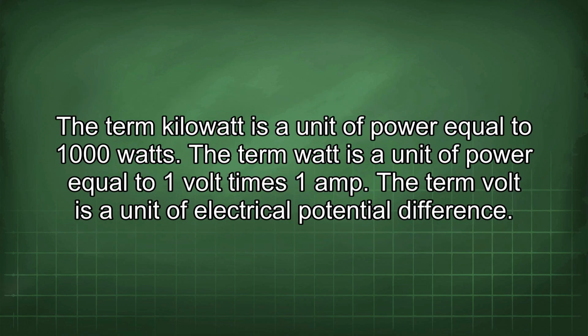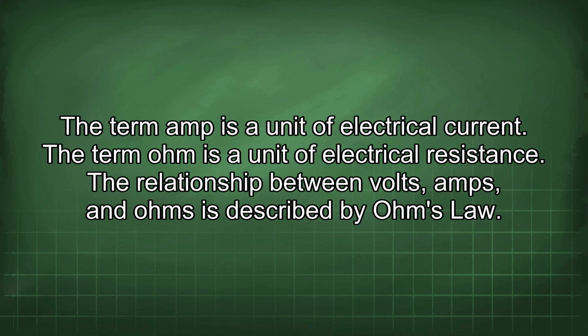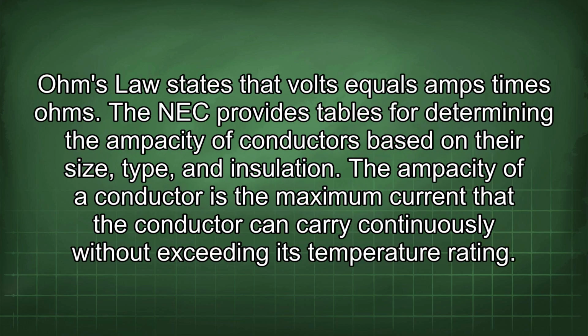The term kilowatt is a unit of power equal to 1000 watts. The term watt is a unit of power equal to 1 volt times 1 amp. The term volt is a unit of electrical potential difference. The term amp is a unit of electrical current. The term ohm is a unit of electrical resistance. The relationship between volts, amps, and ohms is described by Ohm's law. Ohm's law states that volts equals amps times ohms.